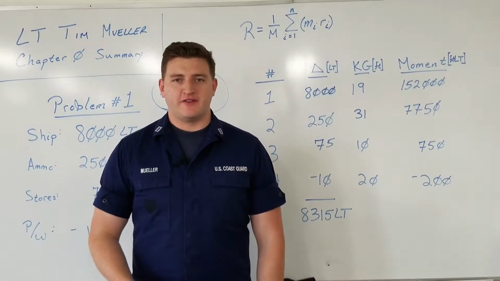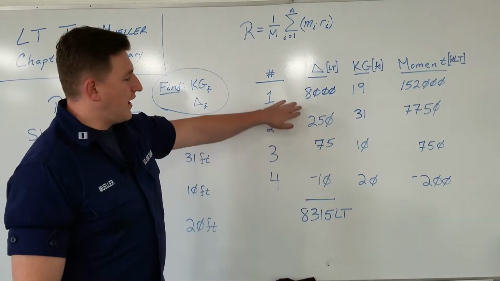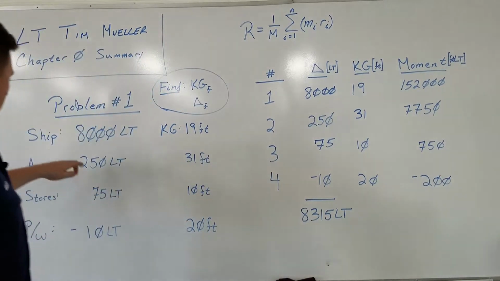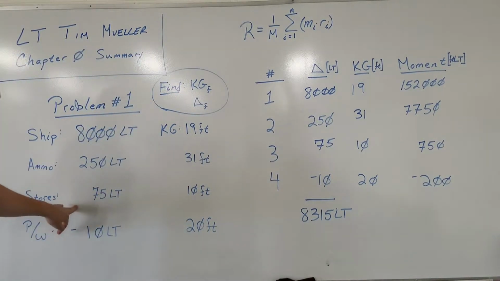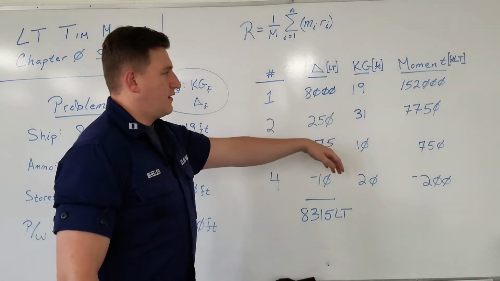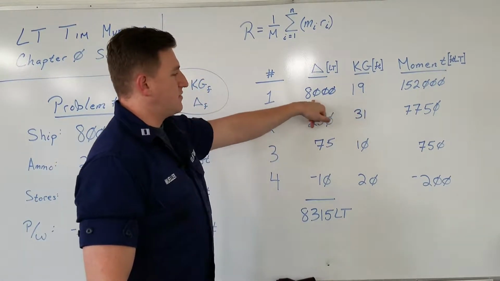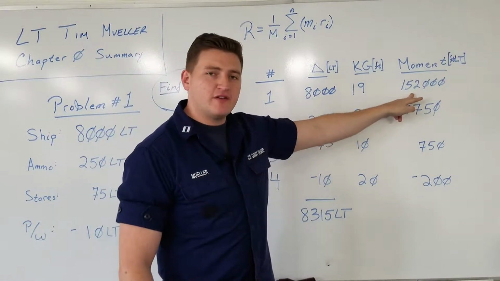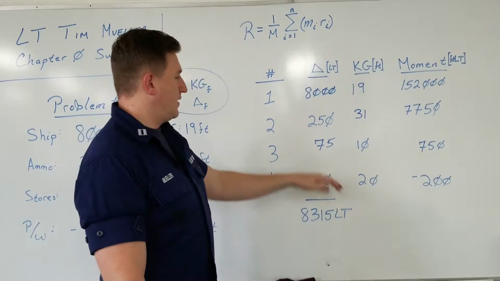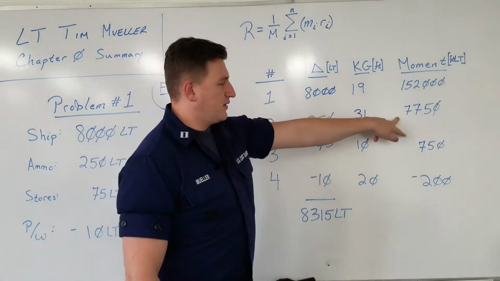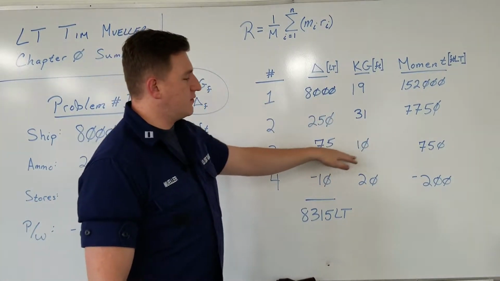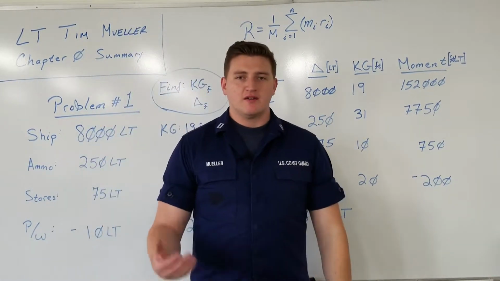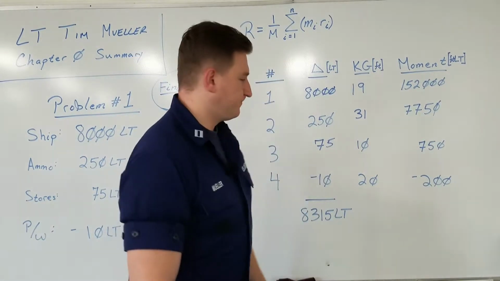All right, so hopefully you were able to figure out that table and get something just like what I have to the right of the screen. All the displacements are just in the same order as we had originally in the prompt, as well as the kgs. Our moments are just the displacement times the kg. So the ship itself exerts a moment of 152,000 foot long tons. The ammo, 750. The stores on load is 750. And then the loss of the potable water reduces the moment by 200.